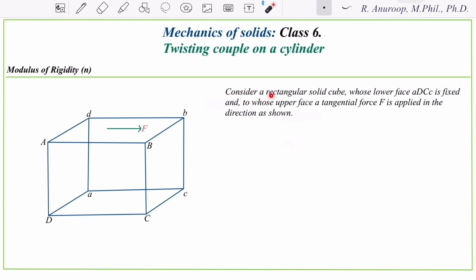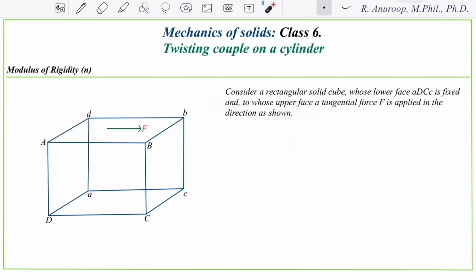So consider a rectangular solid cube as shown in the picture whose lower face is fixed. What is the lower face here? It is A, capital D, capital C and small c. We have a cube whose lower face is fixed and to whose upper face a tangential force F is applied as shown in the figure.